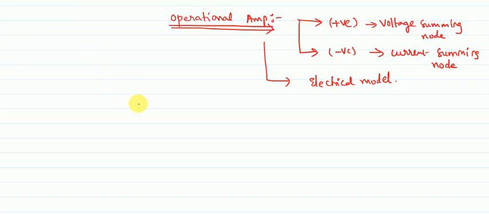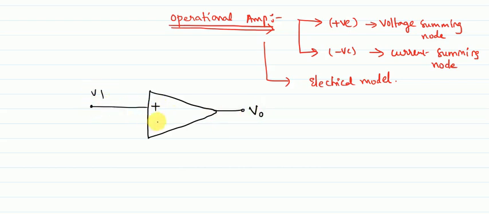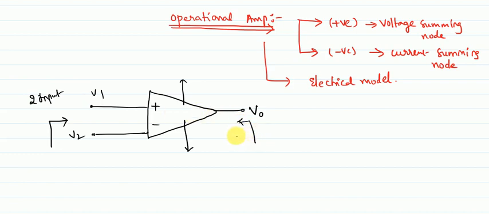The diagrammatic representation of operational amplifier is somewhat like this, which is very simple. Output terminal V0, non-inverting terminal V1, inverting terminal V2. Apart from these there are several other terminals, like bias terminals, but we mainly focus on these two input terminals and an output terminal.